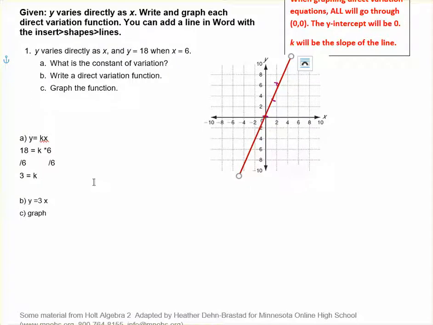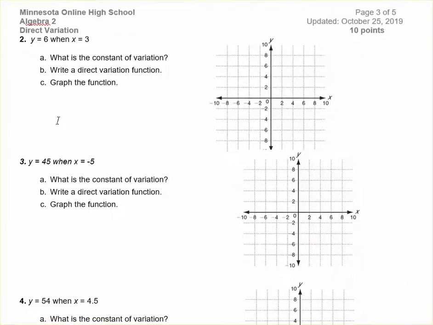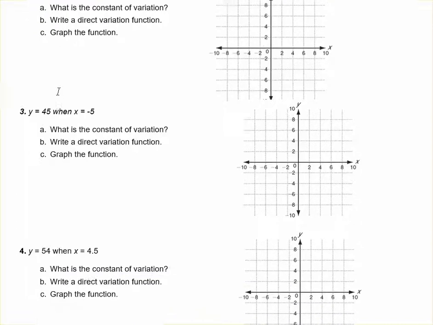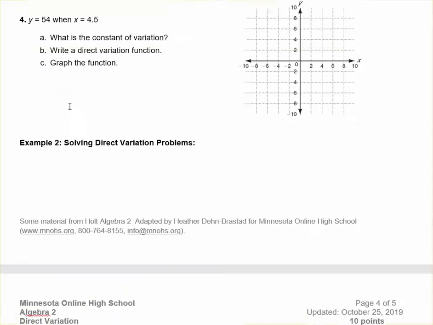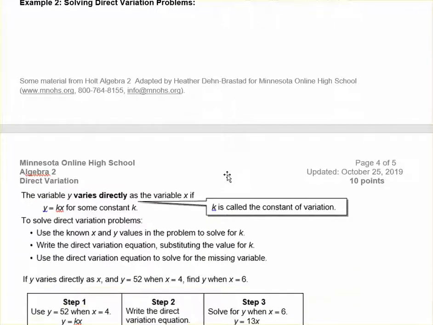And again, you could graph this in Desmos. You could just type y equals 3x, and then you could get a screenshot of your graph and paste it here. You could take this one away if you want, or you can paste the link to the graph too. Or you can use GeoGebra or Sketchpad. There's lots of options. So you're going to do the same thing for 2, 3, 4, and then we're going to solve some direct variation problems.